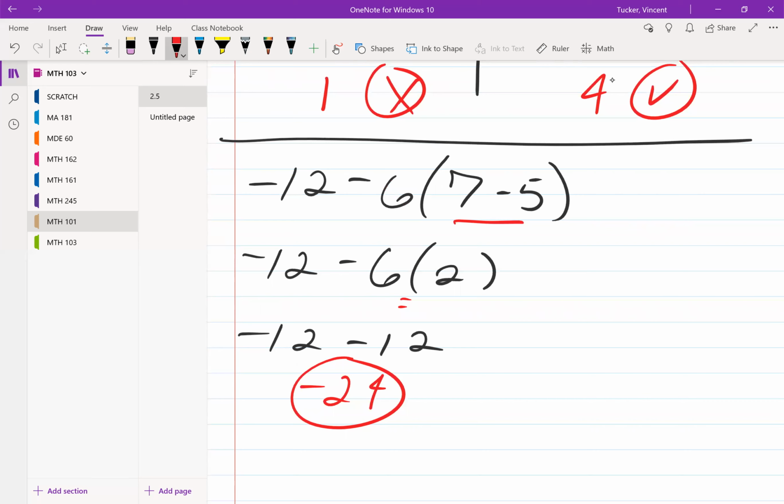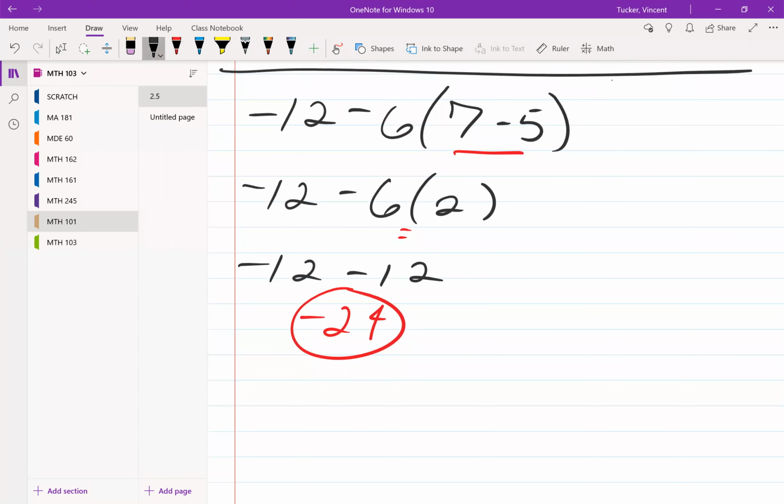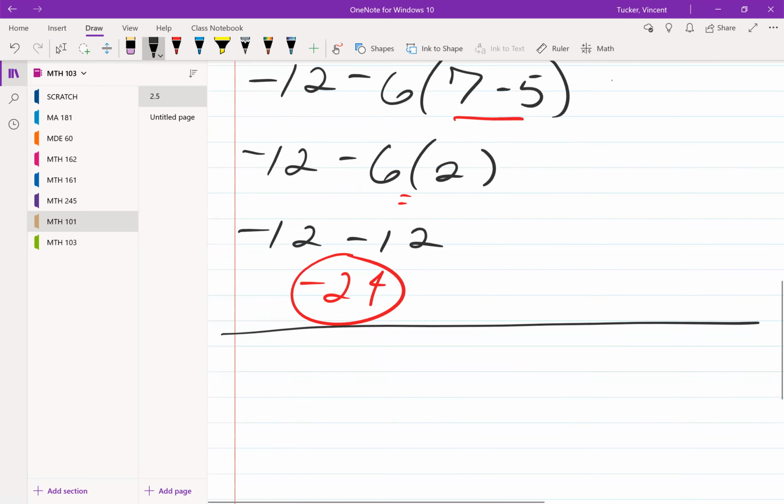So be careful here if you have any problems with signed numbers, adding, subtracting, multiplying, dividing signed numbers. Make sure you get with me, shoot me an email. I think I have a video already made with just those rules and everything like that. That's something they are expecting you to know coming into the course. So make sure you're careful with that.